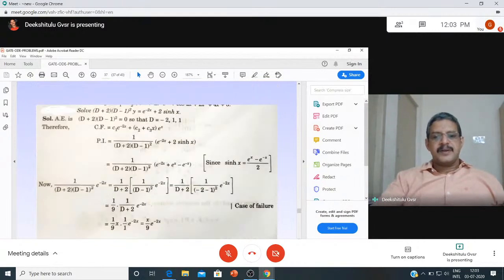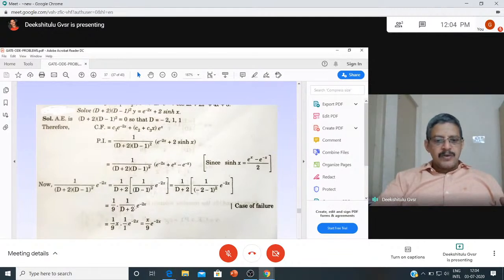So all the terms are not done. Here you go, at least one term is there: 1 by (D+2), (1+D-1) square e power -2x. If you put D = -2 here, (-2-1) whole square e power -2x, that becomes 1 by 9, 1 by (D+2) e power -2x.